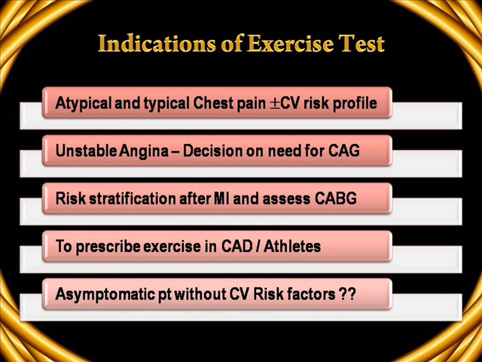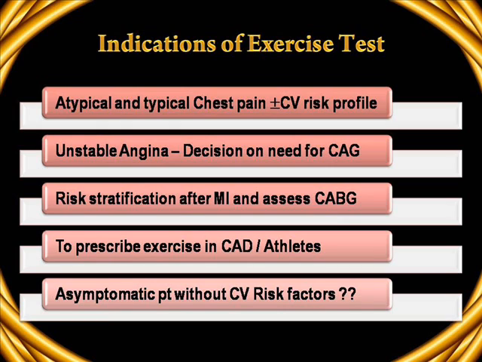The first and foremost important indication is a patient who has typical or atypical chest pain with some CV risk factors and a CV risk profile. Such a patient may not have confirmed ECG changes of ischemic heart disease, nonetheless has got a very good probability of having such CV disease, and he is the right candidate to undergo treadmill testing or exercise testing.